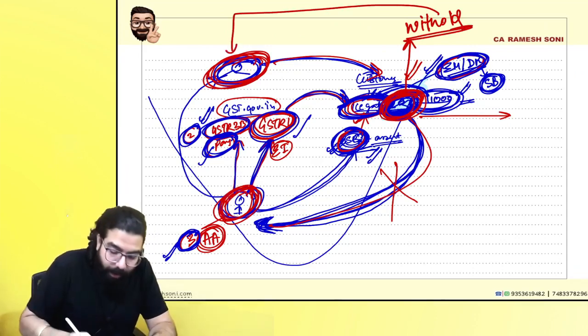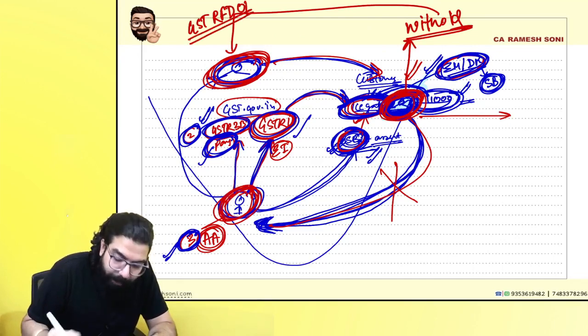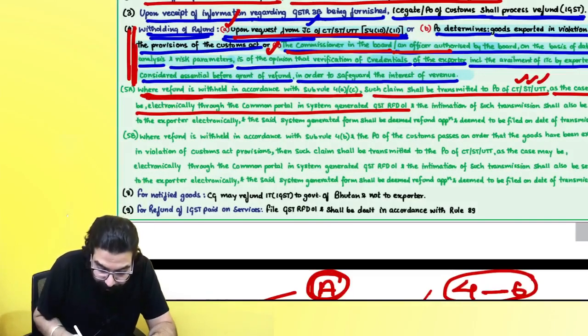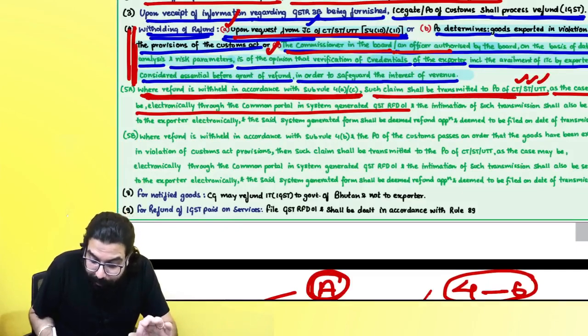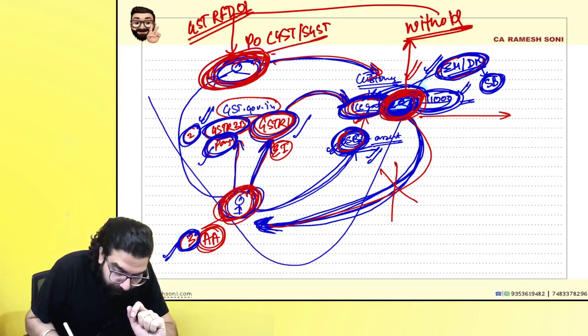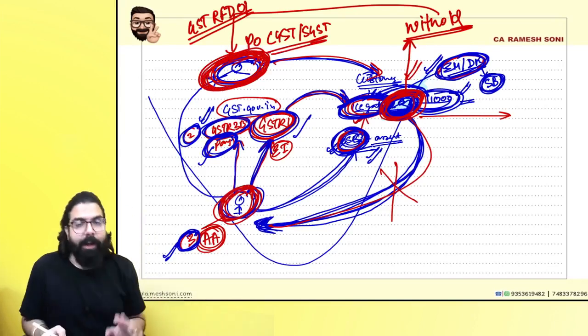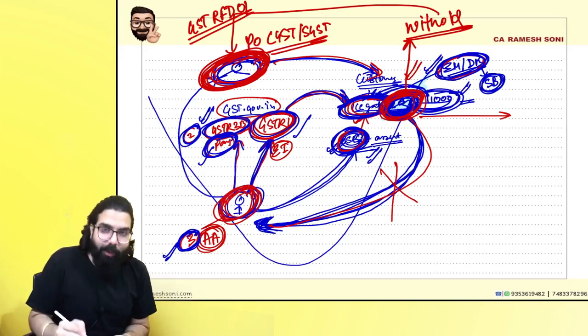They will be sent one system generated GST RFD01, which will be basic. It says, when the refund is withheld, such claim shall be transmitted to the proper officer of CGST, SGST, UTGST. These people will be informed that, sir, we have withheld the refund. Now it is your responsibility to go ahead and clear the refund.